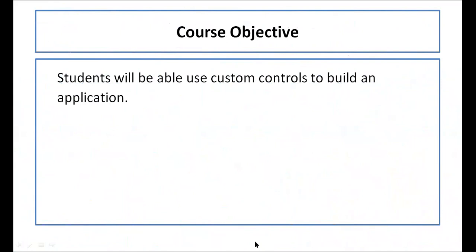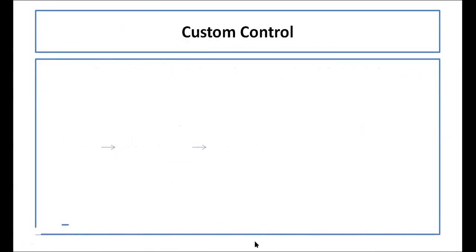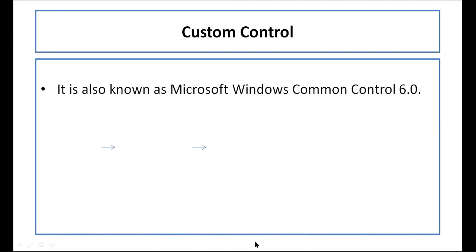Let's see the course objective. Course objective is students will be able to use custom controls to build an application. And the learning objectives are, after this lecture, the student will be able to know the various custom controls in Visual Basic, as well as the student will be able to use custom controls as per the requirement in Visual Basic.